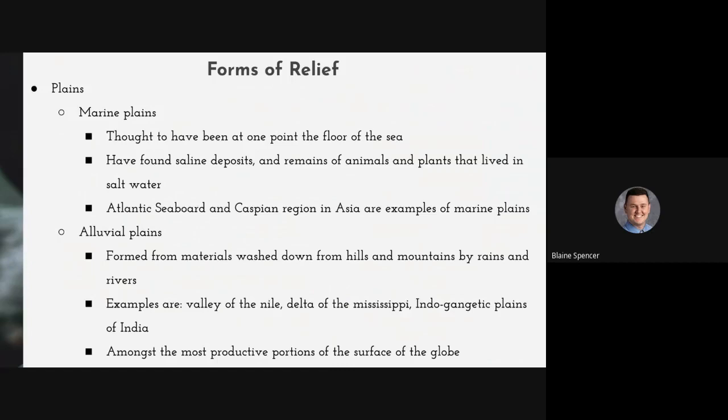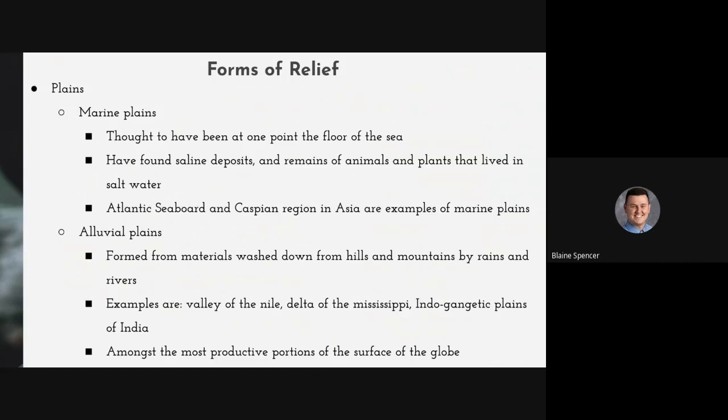All right, another type of plain is the alluvial plain. This plain is formed from materials washed down from hills and mountains by rains and rivers. It's fairly simple. Anything that gets swept down from the mountaintops and hills and gathers up towards the bottom is going to form these plains, these pockets.